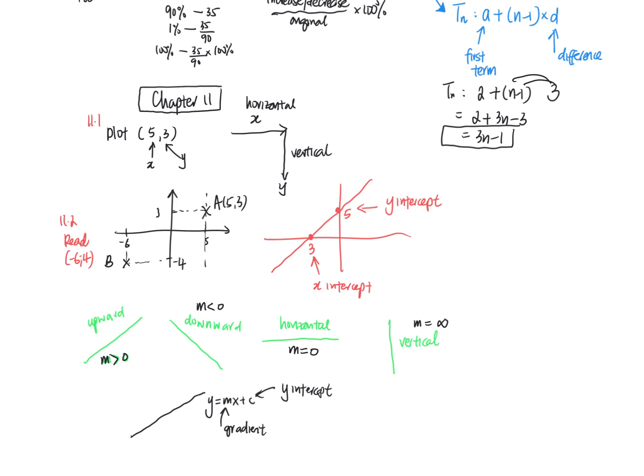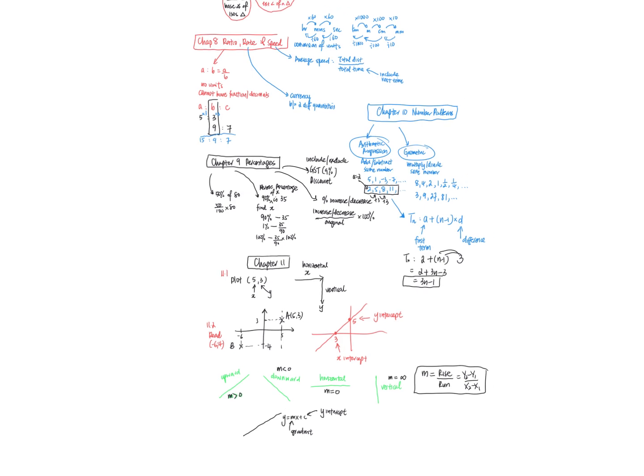Okay? So, other than knowing how to plot, you must know how to read. You must know how to find gradient. You must know how to find y-intercept. Okay, what is the gradient formula? Rise over run. So you find y2 minus y1 over x2 minus x1. So this is it. The whole thing that I can test you on.